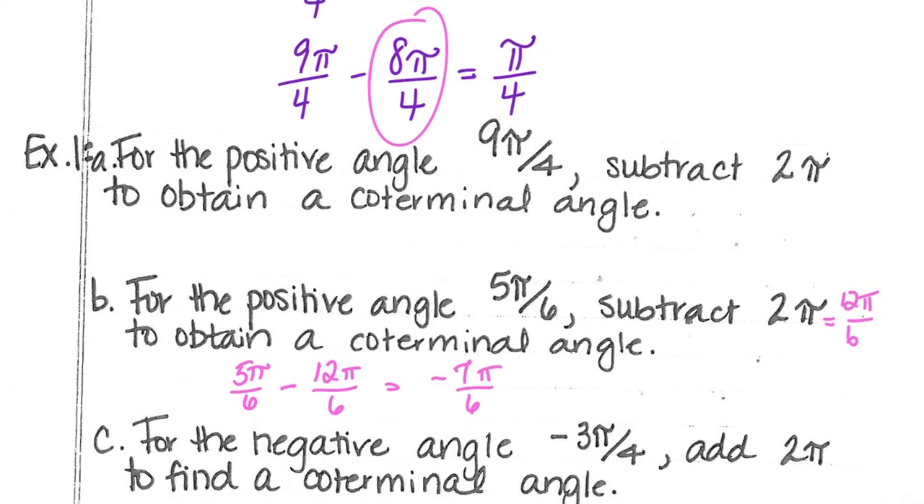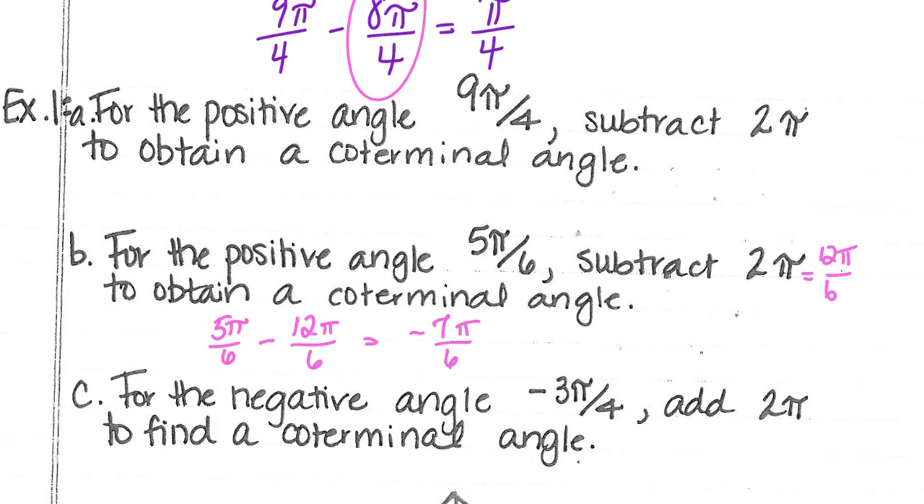So if I have a negative angle, notice what they're telling us to do. And again, the question just tells us to add 2 pi. So on the next question, it says for the negative angle, negative 3 pi over 4, add 2 pi. So I'm taking negative 3 pi over 4, and I'm adding 2 pi, which I know is 8 pi over 4. And I get 5 pi over 4.